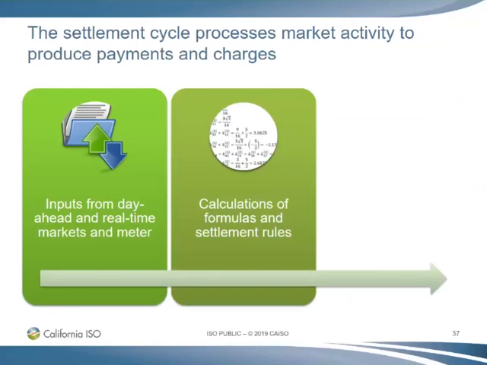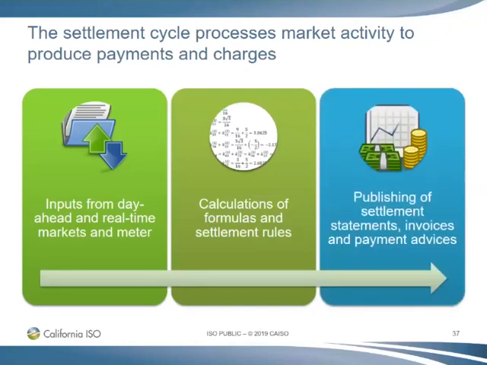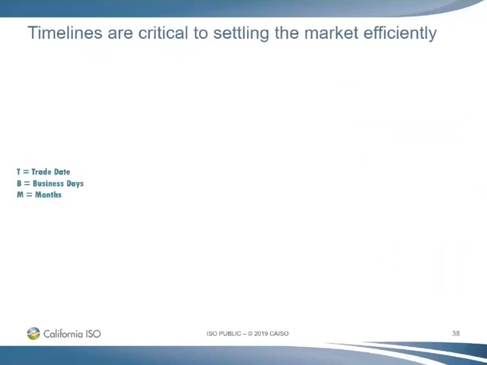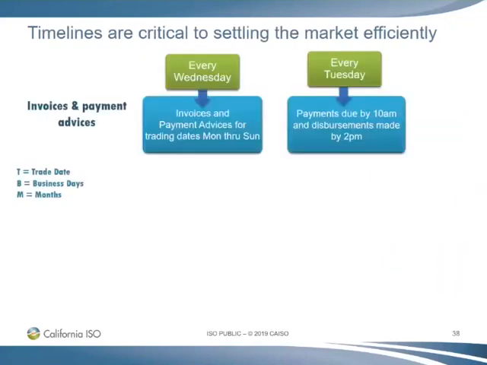Formulas are associated with each charge code to determine how transactions will be settled. These calculations are broken down on the daily settlement statements and then collated into weekly invoices which identify charges to be remitted and payment advices that show what will be paid out. Each entity will receive a series of settlement statements by trade date. Initial settlement statements are only an estimate of the final results, and marginal adjustments may need to be made several months after the trade date.